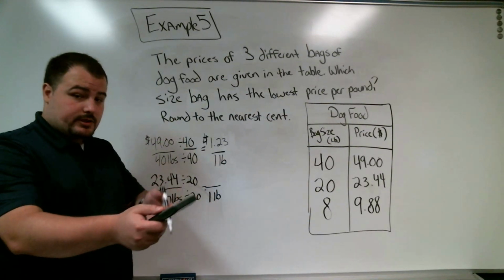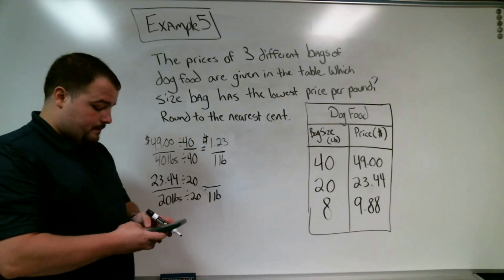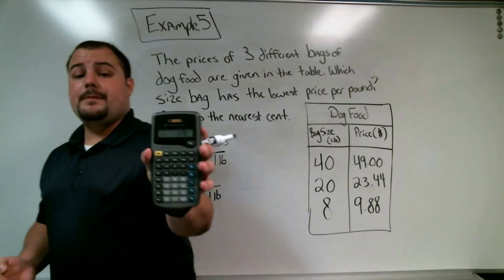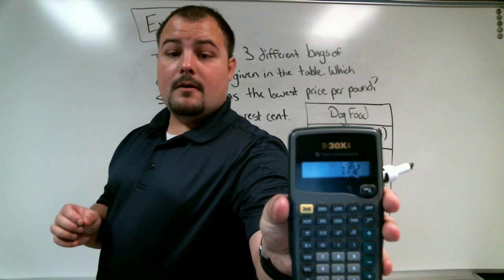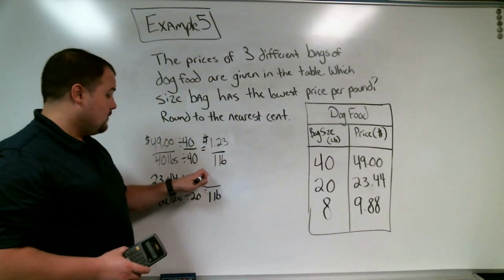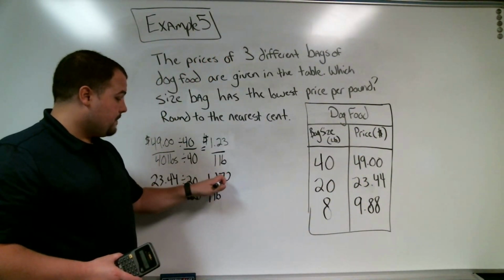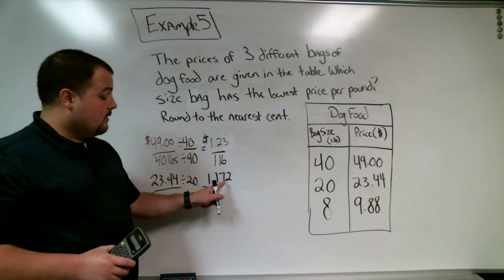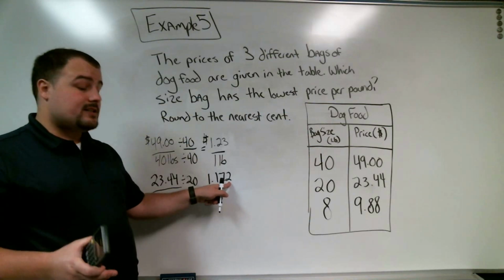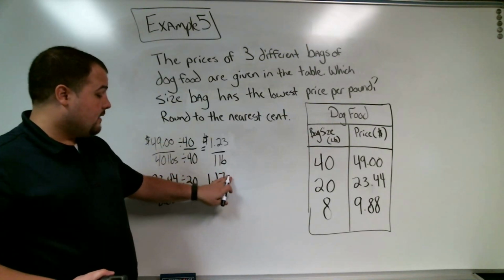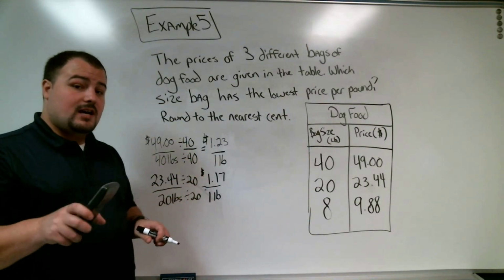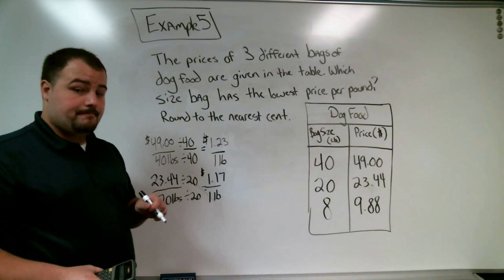23.44 divided by 20, I'm going to use the calculator again. And what I get in my calculator is 1.172. So I'm going to copy that down. Well, we look to the right of the 7, because again we're going 2 decimal places. That's a 2. That's less than 5. We're going to go ahead and drop that off. So right now, I can tell you that the second bag of dog food costs $1.17 for 1 pound.